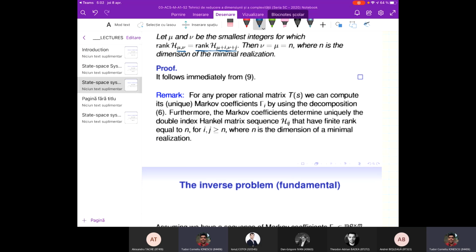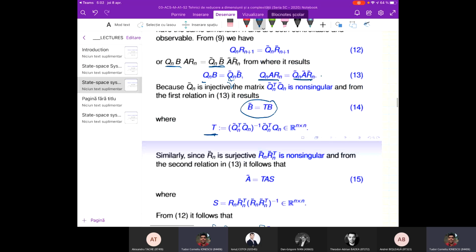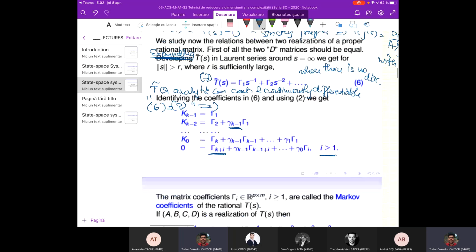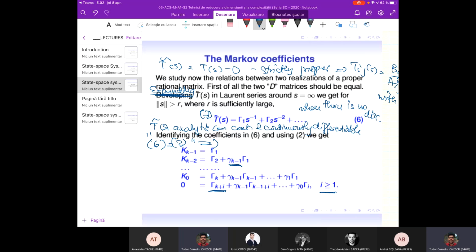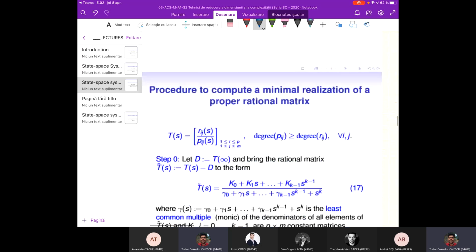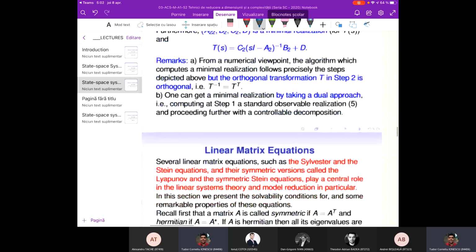Good. We have a remark here. For any proper rational matrix TS, we can compute the unique Markov coefficients using the decomposition 6. Let's see what 6 is. This one. Okay. So just compute this one, because they are the coefficients of the Laurent series expansion.